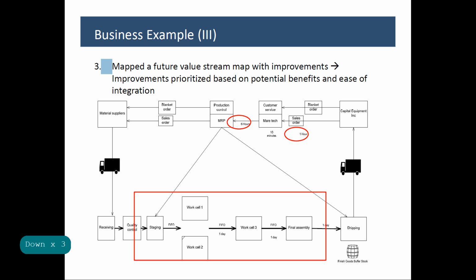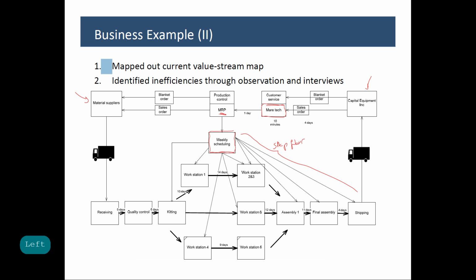So what they did is they mapped the future value stream map with improvements now, and made a prioritization of the benefits and the ease of integration. So if you compare now these two pictures, then you see that, for instance, the factors that they individuated was that Maretech needed 1 day to insert the sales orders from that company in the MRP system, and then scheduled the jobs to the shop floor.